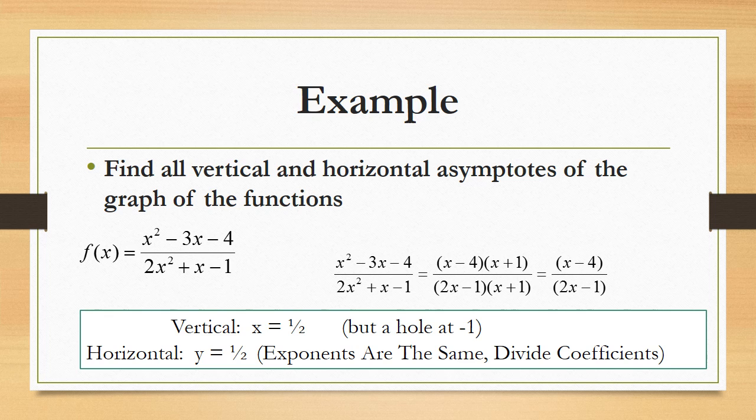And by the way, if you're wondering what the y value for that hole would be, simply put -1 into the reduced problem, that last x minus 4 over 2x minus 1, and we would get -5 over -3, so 5/3 would be the y value at that hole.